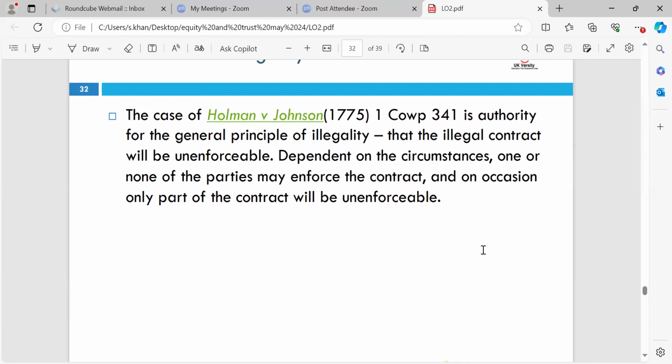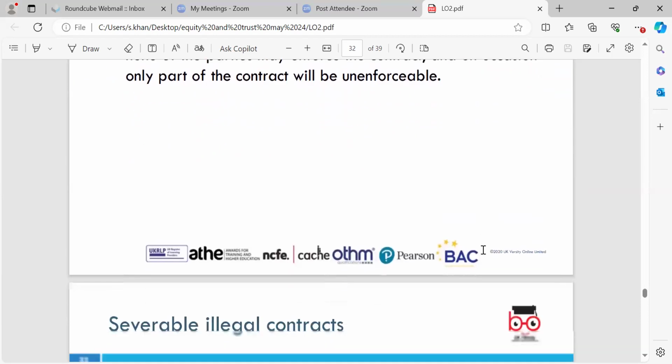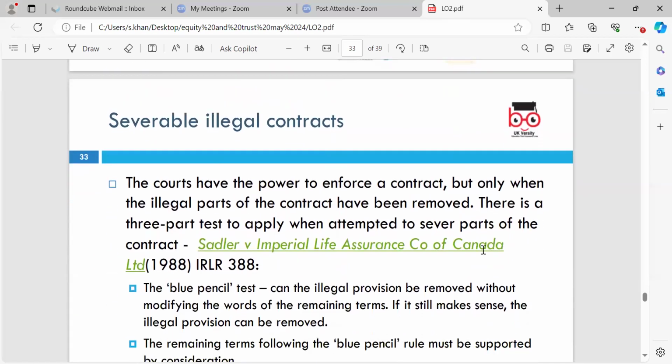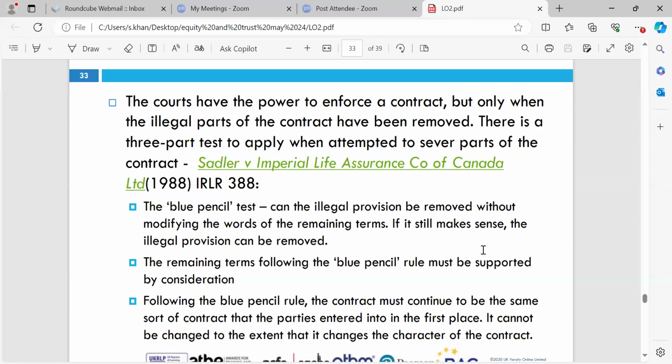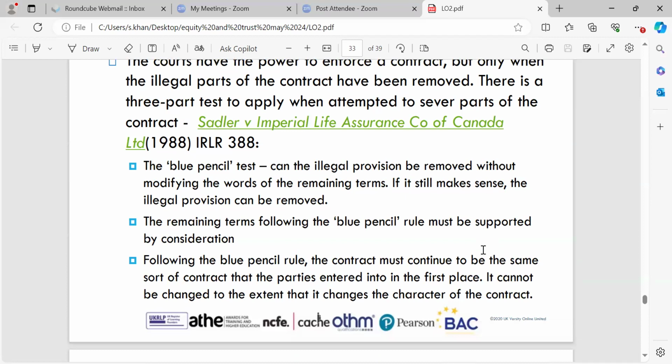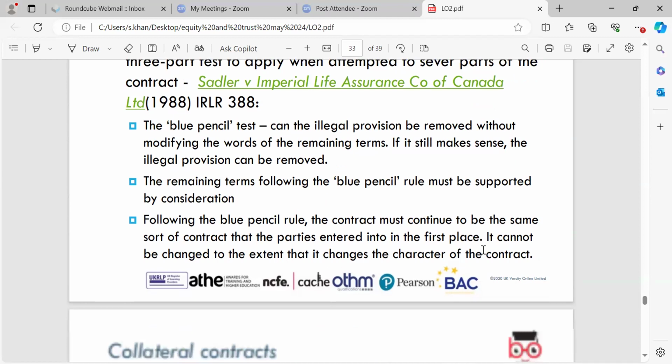One or none of the parties may enforce the contract, and on occasion, only one party to the contract will be unenforceable. Severable illegal contracts: the courts have the power to enforce a contract, but only where the illegal parts of the contract have been removed. There is a three-part test to apply when attempting to sever parts of the contract. In the case of Sadler and Imperial Life Insurance Company of Canada Limited, three elements were identified: the blue pencil test, the remaining terms following the blue pencil test, and following the blue pencil rule, the contract must continue to be the same.